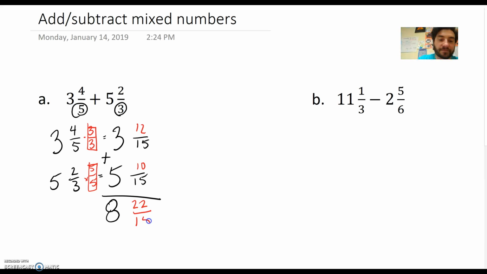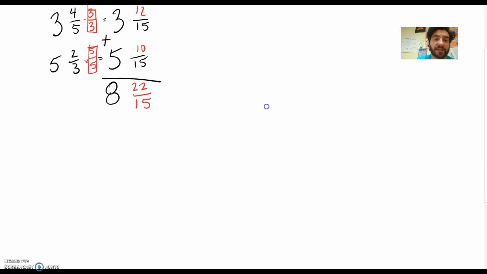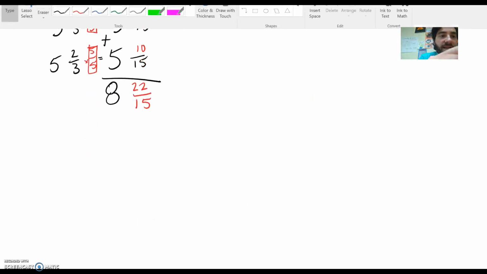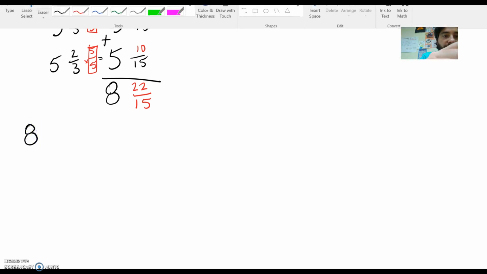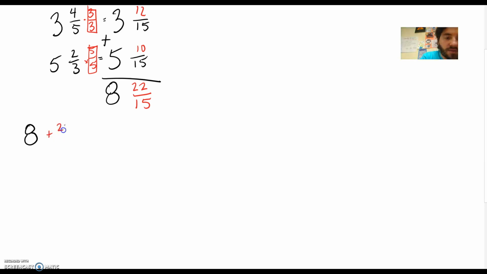Now, we've got a little problem because we do want to simplify our answer. I've got an 8, and this 22/15ths is more than 1. So I'm going to write this as 8 and 22/15ths. And now I need to rewrite 22/15ths as a mixed number.